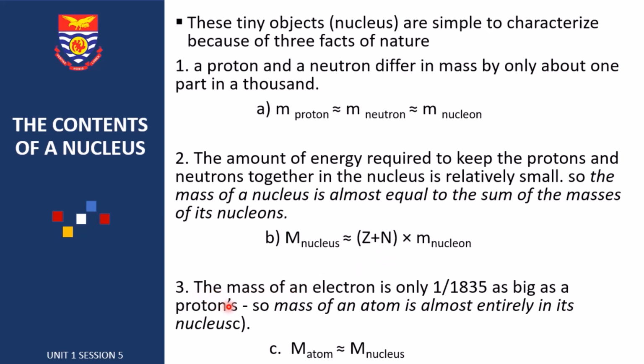The third point is that the mass of the electron is 1/1833 as big as the proton. So the mass of the atom is almost entirely in its nucleus. The electron occupies only a small space by mass in the atom, and so the bulk of the atom is found within the nucleus, and that is the mass of the protons and the neutrons.